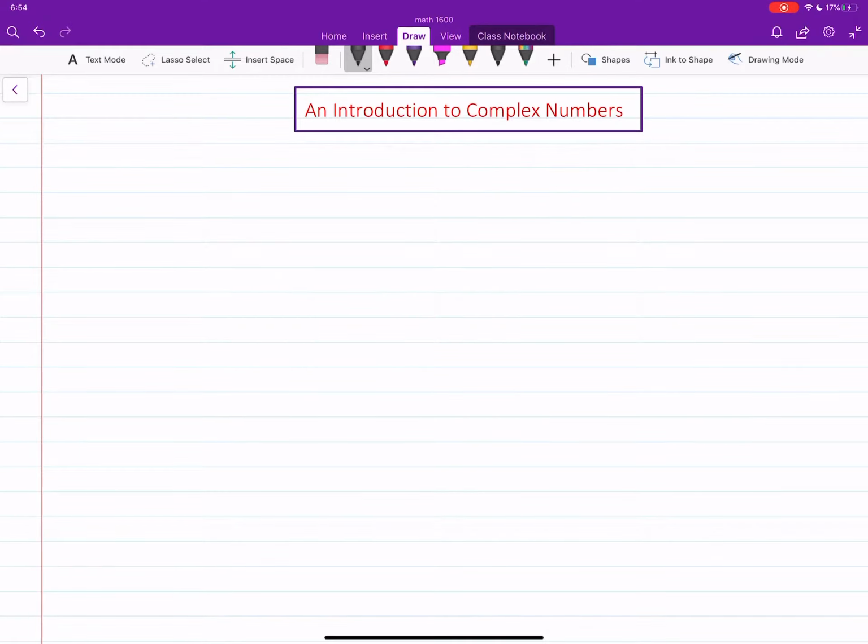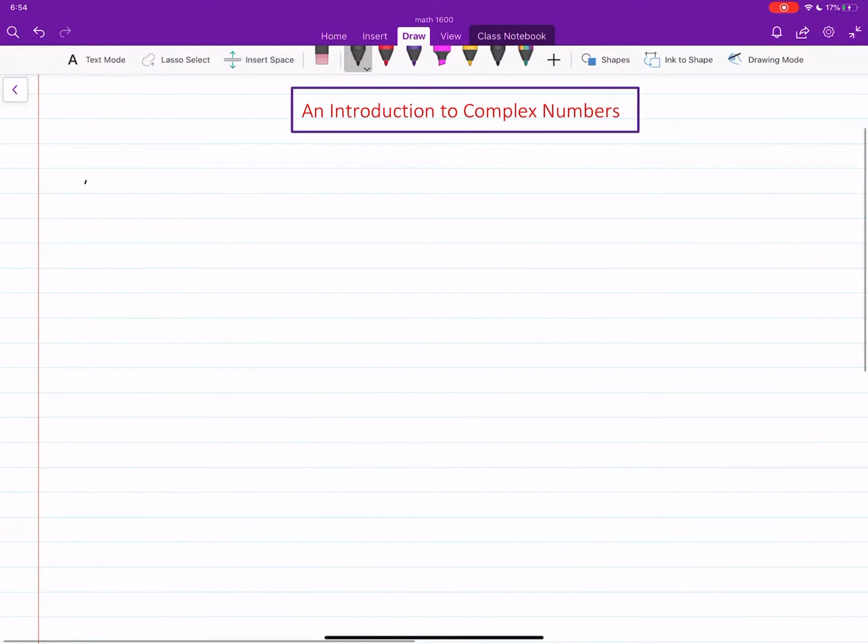Hi, in this video we will introduce the complex numbers and the operations of complex numbers. The starting point is that, this is easy to see. There is no real number x such that x squared is -1.